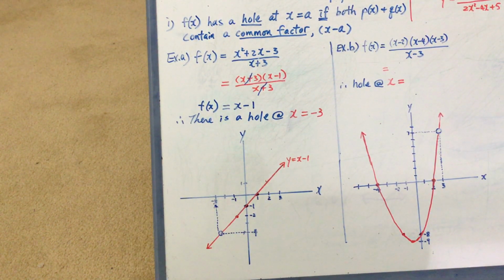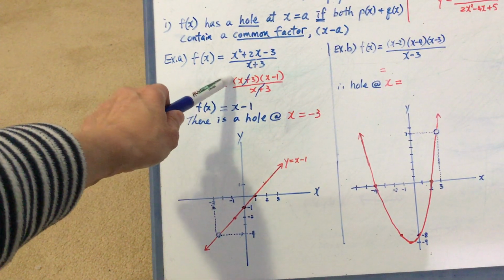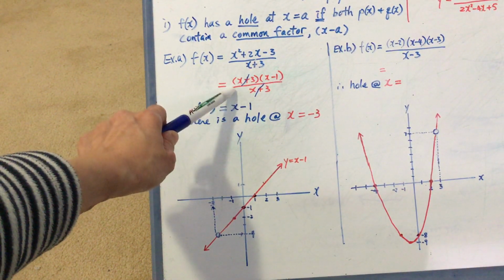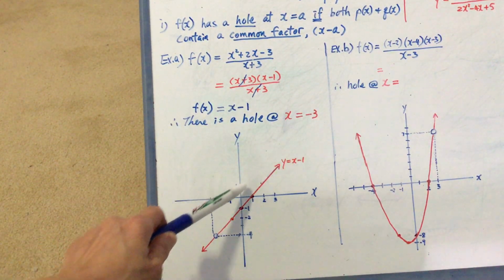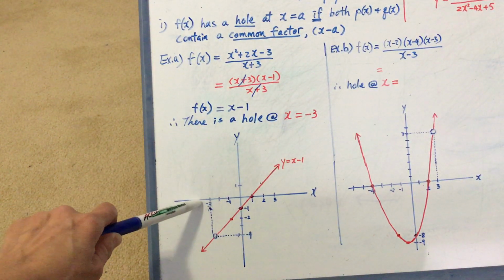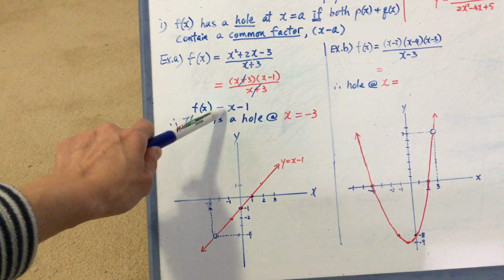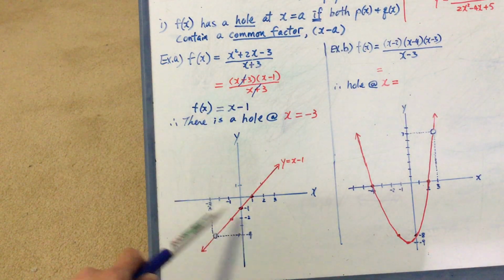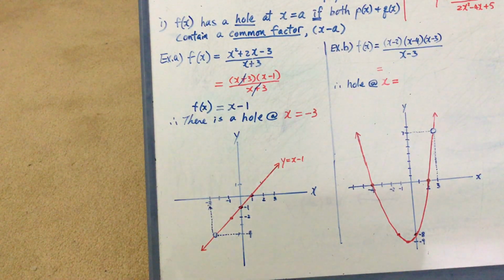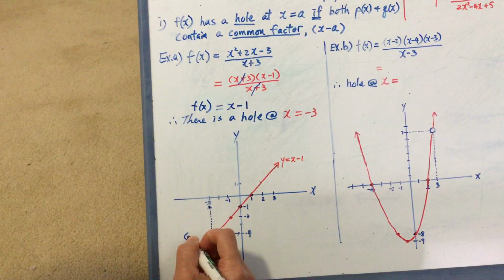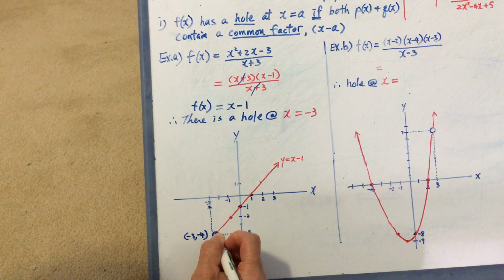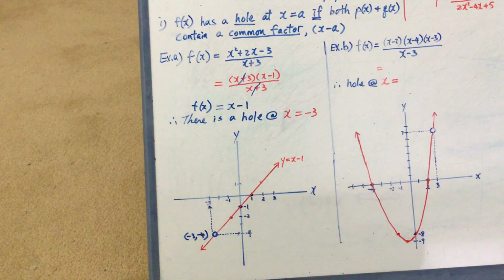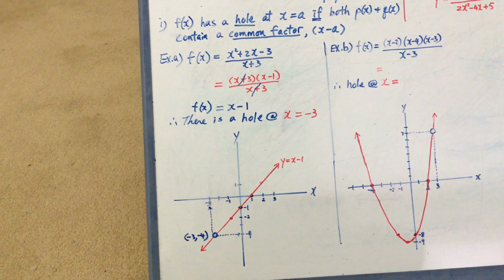However, there is a factor that we reduced before, okay? And that will create a hole at x is equal to negative 3. So what happened in this line here? When you sub in a negative 3 here, you know that the y value is equal to negative 4. So at this point here, negative 3 and negative 4, this is where the hole is happening on the line, okay?